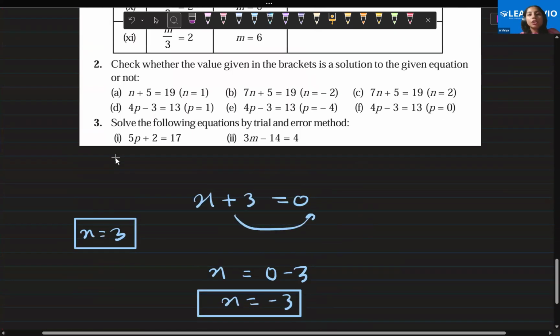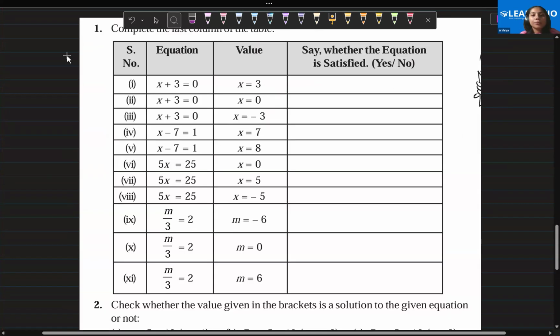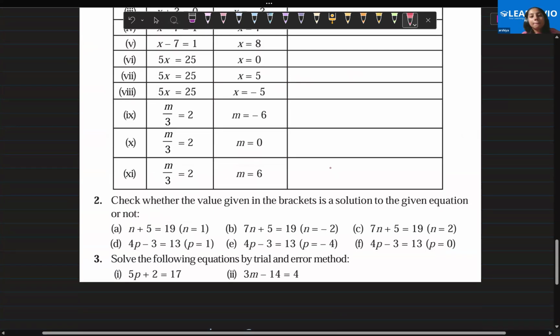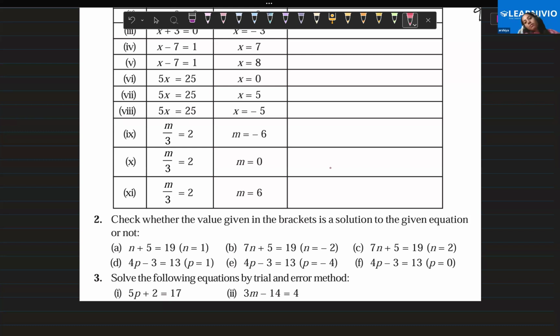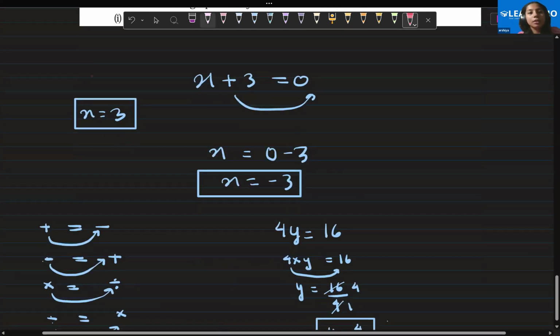So for this one, the first one will be no. The answer will be no, because the value is coming out as -3. First write this down, then I'll give you specific parts. No, we have to write the whole table. No, write this one.